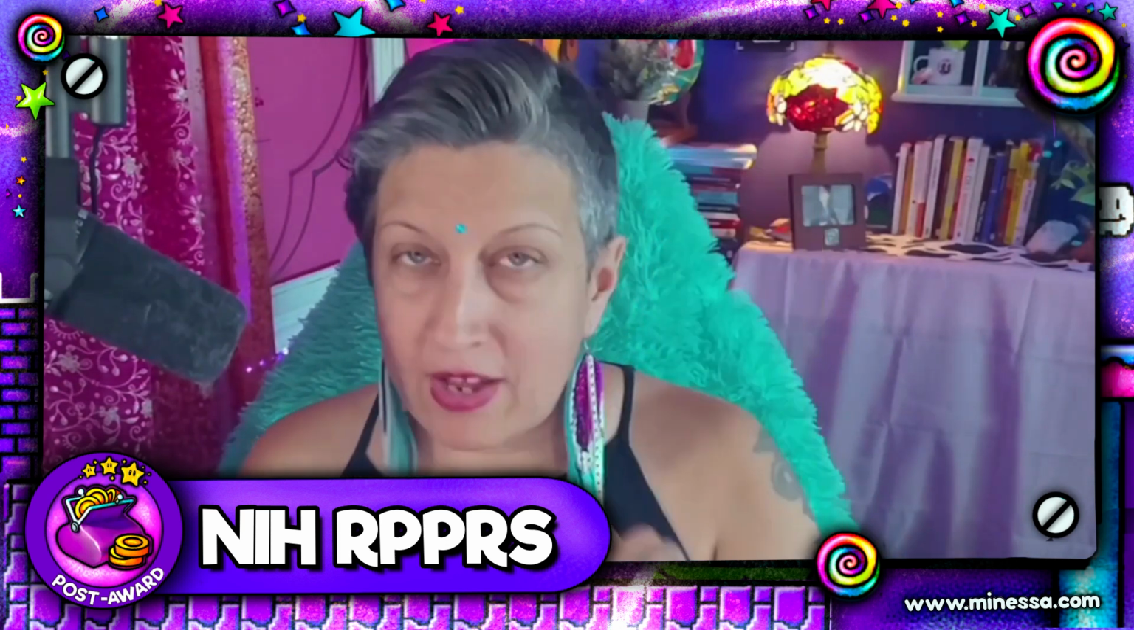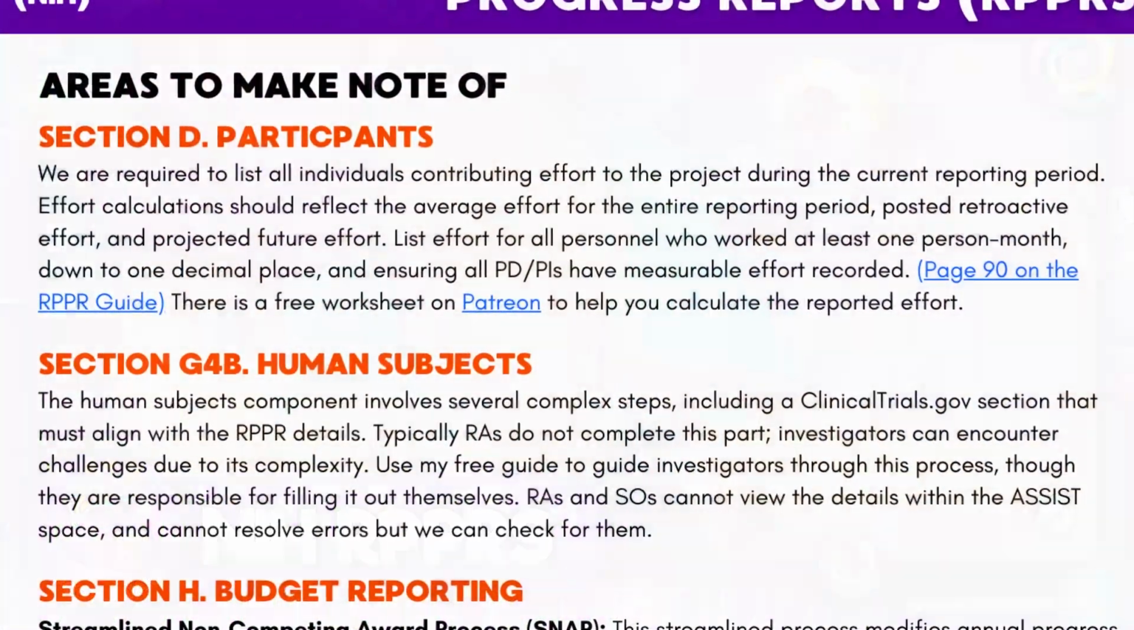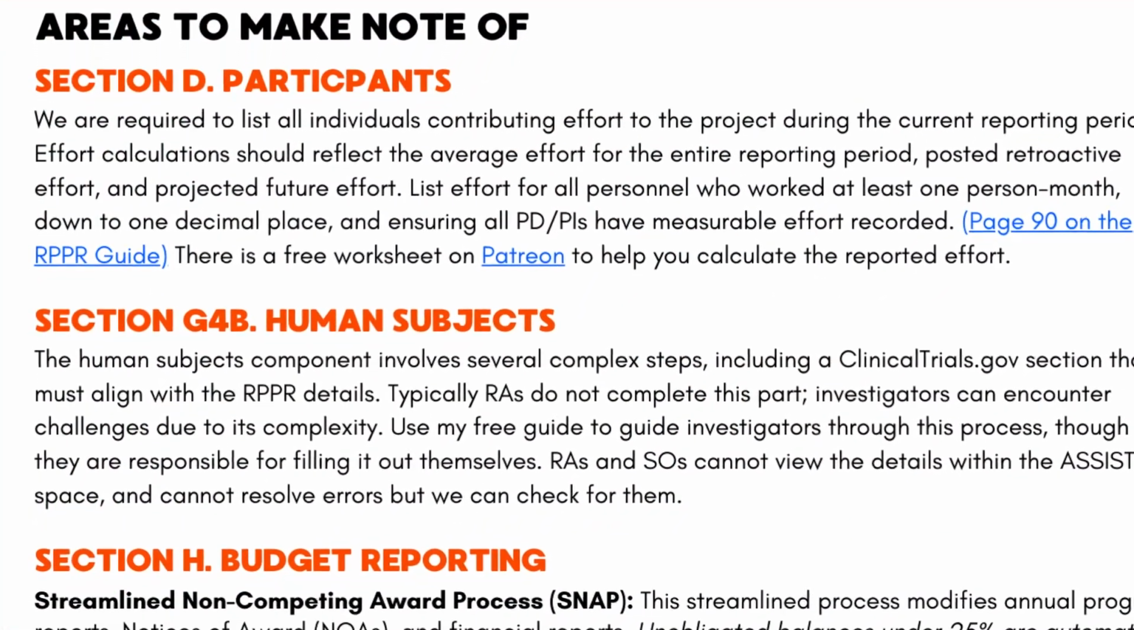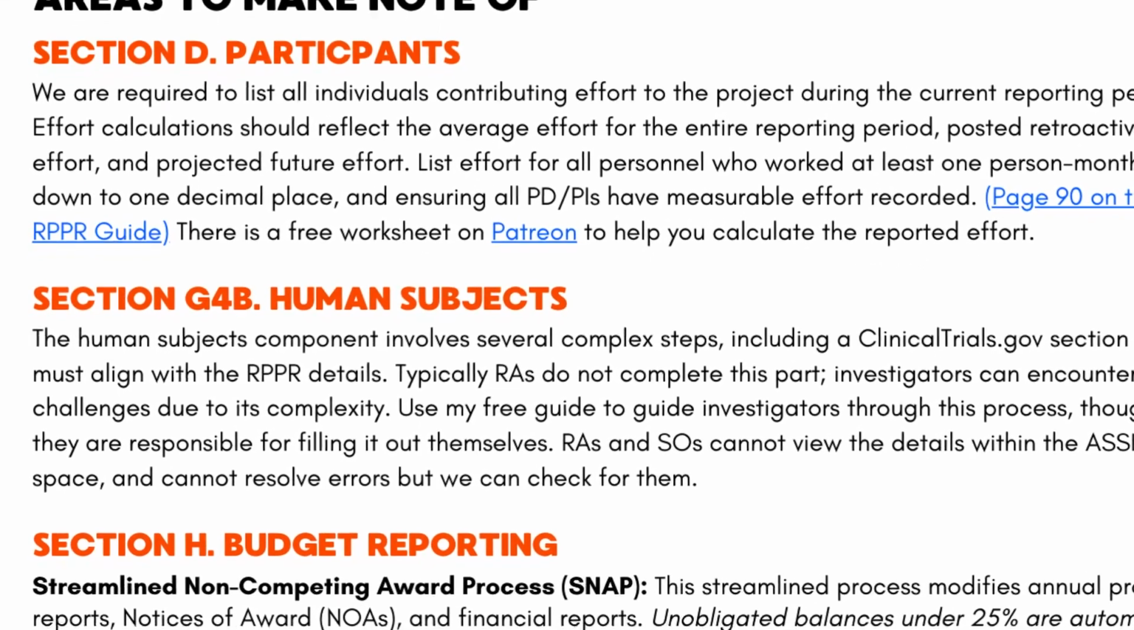The other area that can be complicated, and this isn't something that we typically do anything with, it's just important to know that it's a little bit difficult, is the human subject section. So that's section G4B. This component actually involves several different complex steps, including a clinicaltrials.gov component and the assist component, and there's a lot of reconciliation that's done on the back end, but not stuff that we can see.